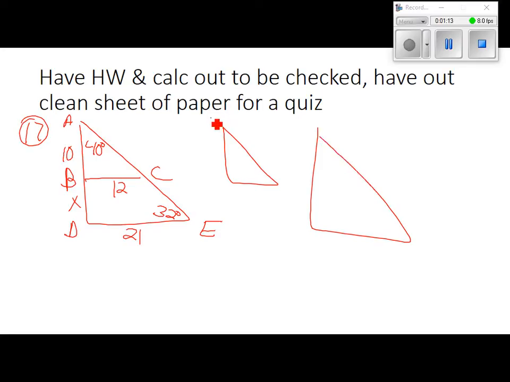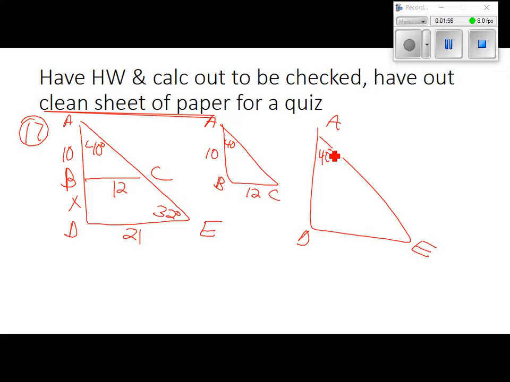What are the letters here? A. Ignore that. What letters here? B, C. Do we know this side in this triangle? Do we know this angle? We don't know the angle, do we? Do we know this side? No. This angle? No. This side? No. This angle? 40. So I'm just filling in the stuff we know. Do we know this angle? 40. Do we know this side? We know part of it, right?